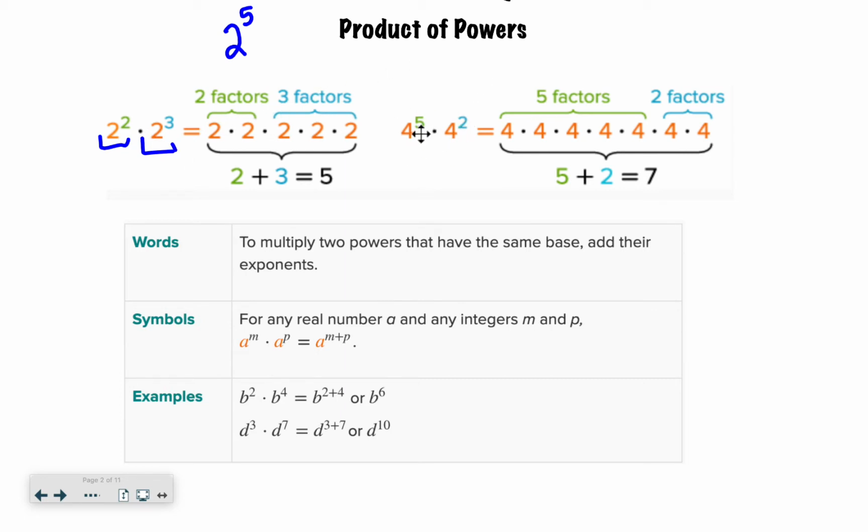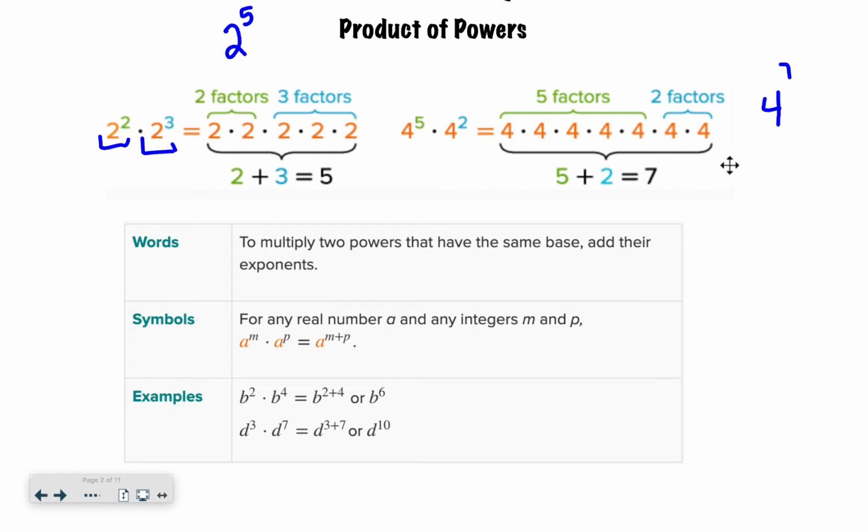Over here is another example. We have 4 to the 5th times 4 to the second. So this first one, the green one, we have 5 4s: 4 times 4 times 4 times 4 times 4. And then the second factor is 2, so 4 to the second, 4 times 4. So you can see that I have a total of 7 factors. It would be faster to just write 4 to the 7th and then figure out what that number is. So product of powers is where you add your exponents together, and that becomes your new exponent.